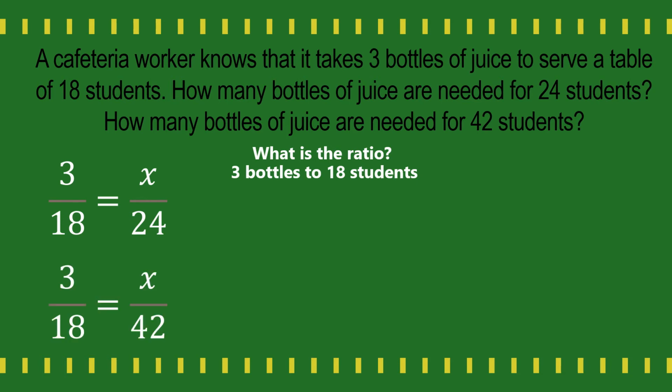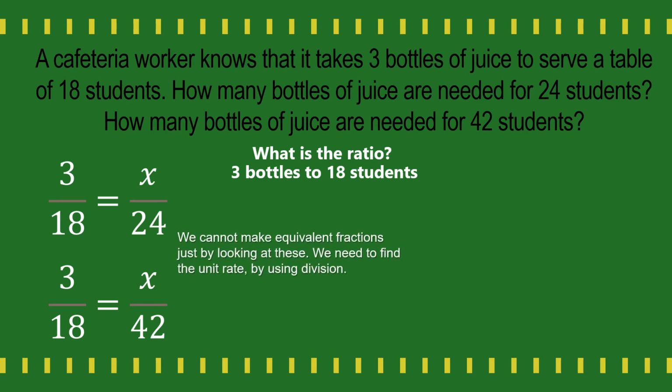I can't make 18 go into 24 or 18 into 42, but I can find a unit rate. We can't make equivalent fractions just by looking at these two, so we need to find the unit rate by using division. So I would say 18 divided by 3, and the unit rate would be 6 students per bottle of juice.